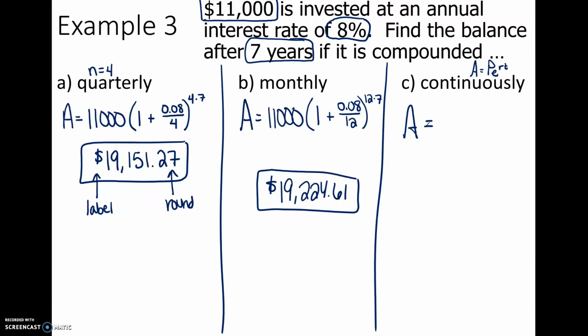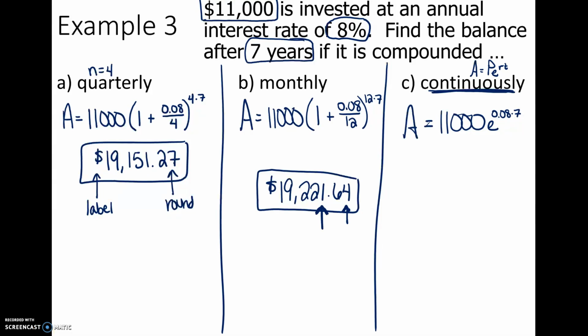Hopefully you got $19,224.61. Notice that if you compound monthly, you get about $80 extra than you did if you compounded quarterly. Continuously, when you see the word continuously, that means you're using the e formula. P is still the amount you started with, 11,000. e is e. Your rate is 0.08 and your time is 7. Plug that into your calculator.